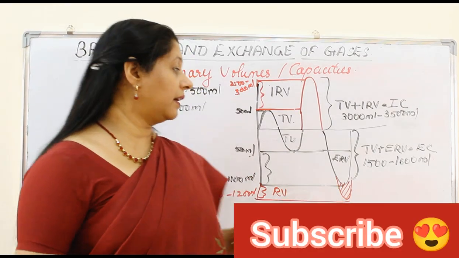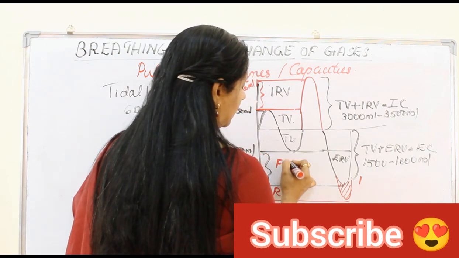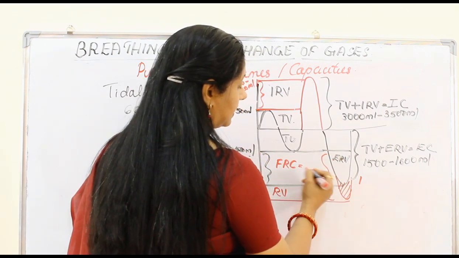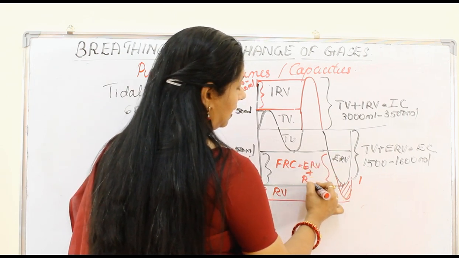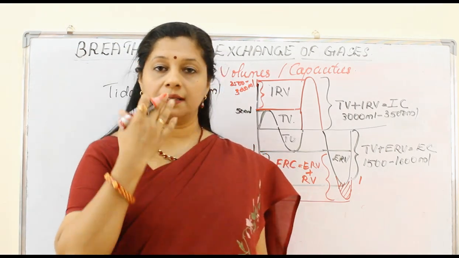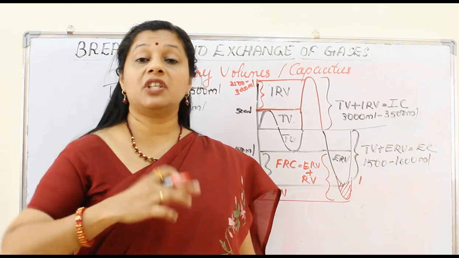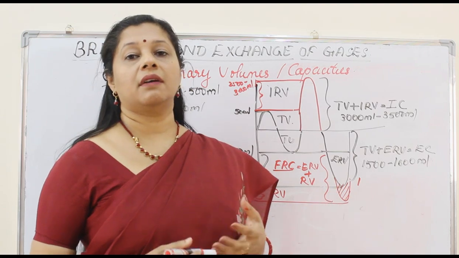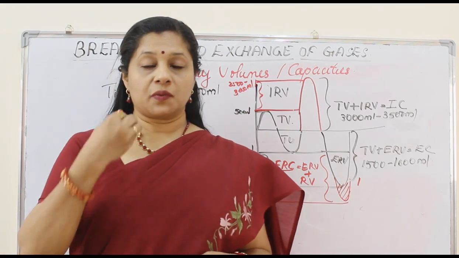So this is called the functional residual capacity. Functional residual capacity is these two, that is ERV plus residual volume. Because I just exhaled out, not forcefully, only tidal volume went out. So I have my expiratory reserve volume, which I could forcefully give out, but I didn't. That is remaining here, that is called the functional residual capacity. Now imagine I am forcefully exhaling out.